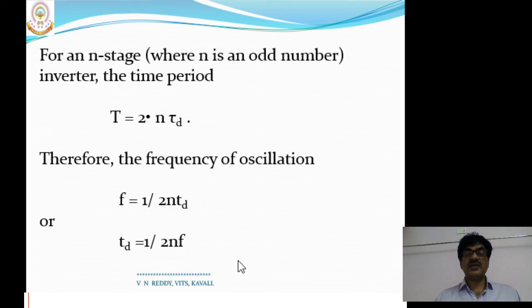Okay, so like that you can measure the time delay in the technologies. If the time delay is in the range of nanoseconds, this ring oscillator is very helpful to measure the time delays.